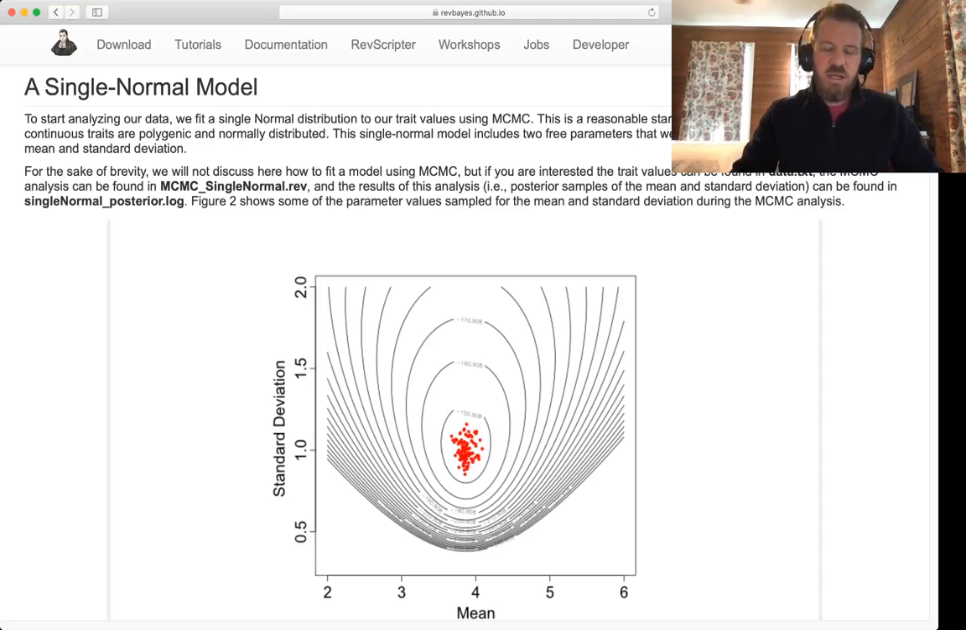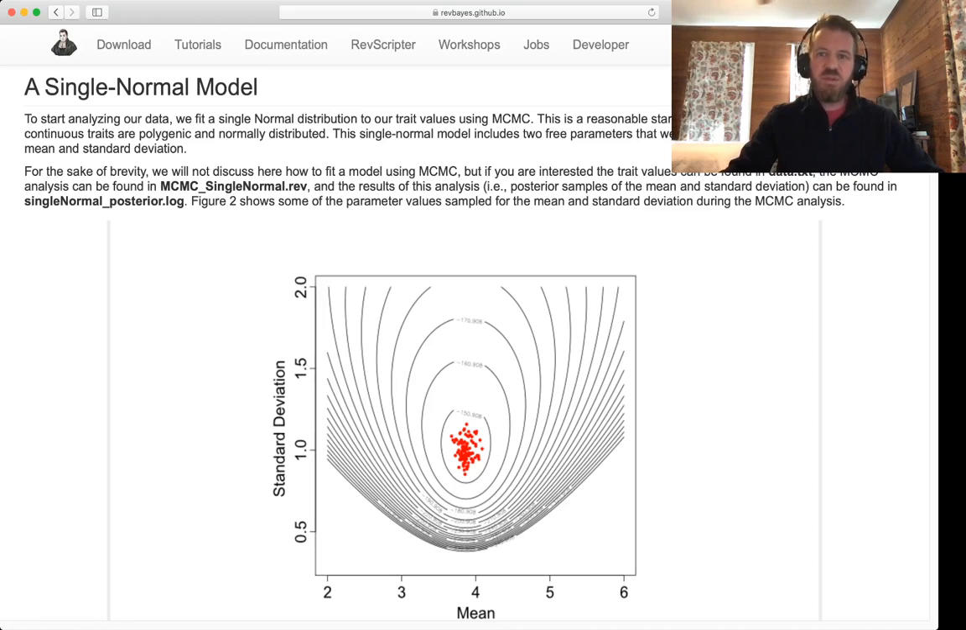So to start analyzing these data, these trait values that we've sampled from our hypothetical population, the first model we're going to assume is a single normal model. In other words, we are going to assume that the trait values in our population are well captured by a single normal distribution that has one mean and one standard deviation.